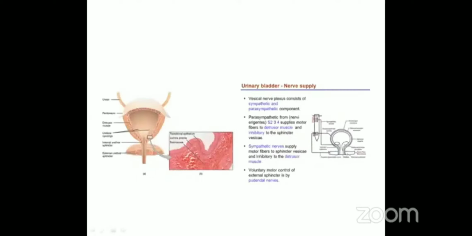What is important here for the urinary bladder is its nerve supply. There is a sympathetic and parasympathetic component which will help for micturition and control it. But the most important control is voluntary control, which is by the pudendal nerve. If that is damaged, the condition is called neurogenic bladder.